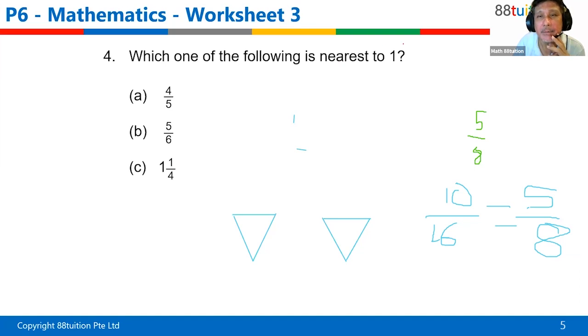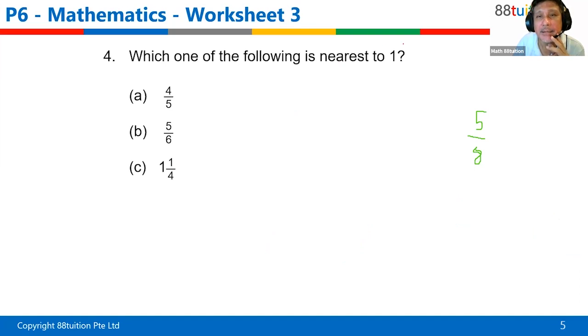Okay, let me try to clean this. Now, these are the type of questions that usually appear at PSLE. So far, almost every year, one question like that comes out where they will ask you which one is actually nearest to half, which one is nearest to 2. This question is asking which one is nearest to 1. So how do you solve this?